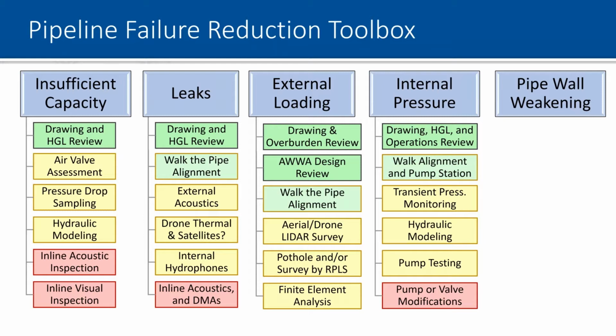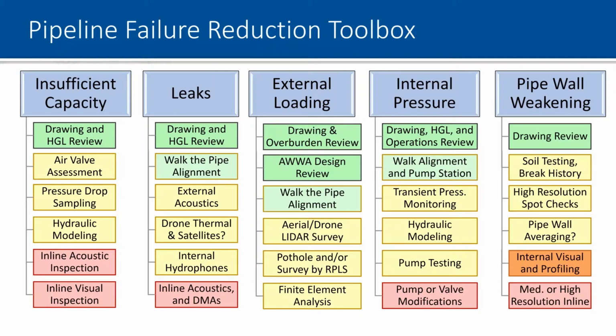Walking the alignment, looking at the pump station, doing some transient pressure monitoring, hydraulic modeling, in some cases doing some pump testing if there are issues. And in some cases, making some modifications or improvement to reduce surge pressure. And then finally, pipe wall weakening.